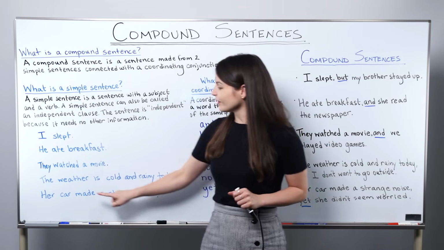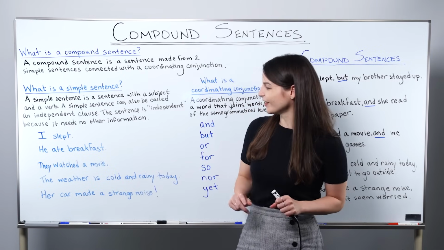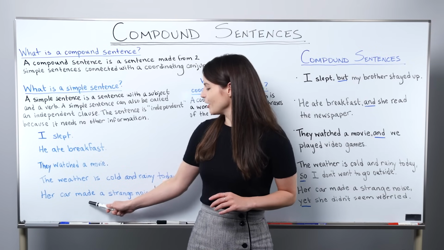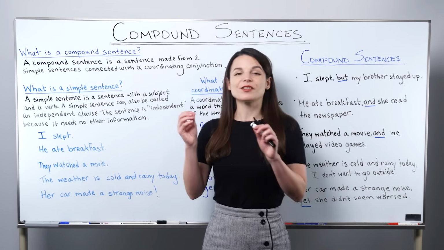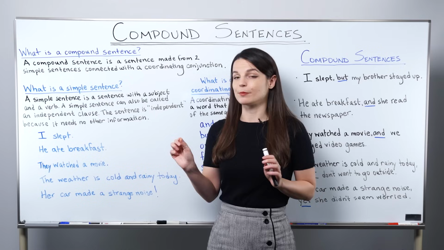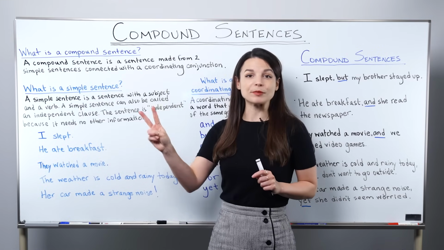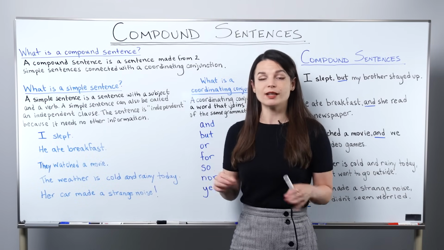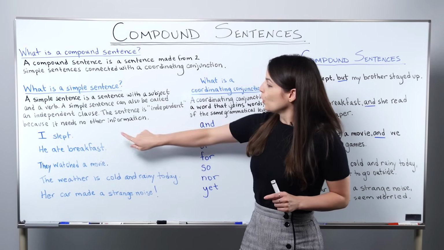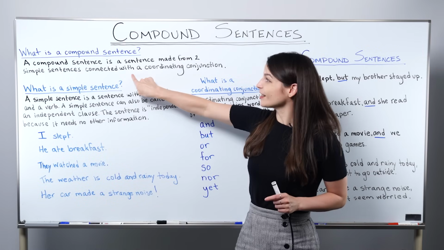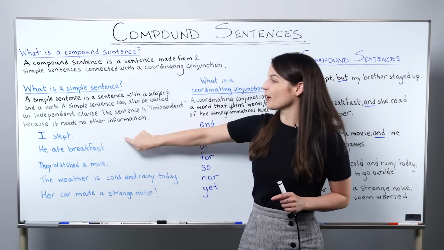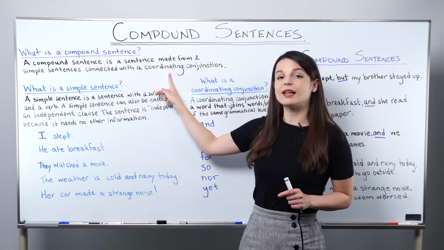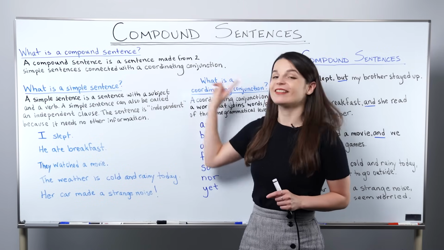And finally, one more. Her car made a strange noise. So subject, her car. Made is our verb, a strange noise. Okay? So a simple sentence just needs these two items, subject and verb, in order to be complete. This can be independent, right? It stands by itself. We don't need any other information to understand the sentence. Okay? So we need two of these to create a compound sentence. So that's why we're talking about simple sentences. We need two of these together with a coordinating conjunction. A coordinating conjunction. This is the next part for this lesson.